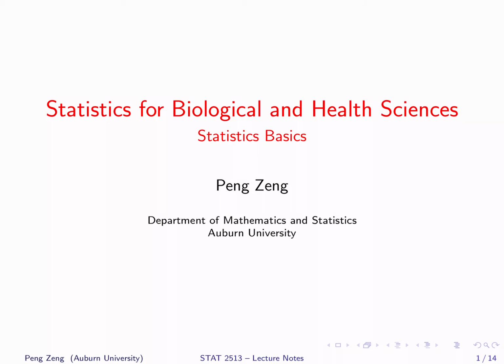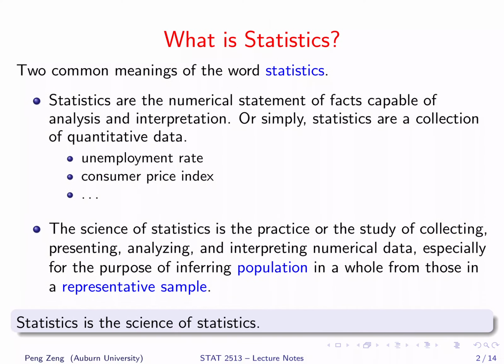In this lecture, we will discuss some basic concepts in statistics. What's the meaning of statistics? If you check a dictionary, there are two common meanings for the word statistics. In the first meaning, statistics are the numerical statement of facts capable of analysis and interpretation. Or simply, statistics are a collection of quantitative data. They are usually organized and summarized to provide useful and accessible information about a particular subject.